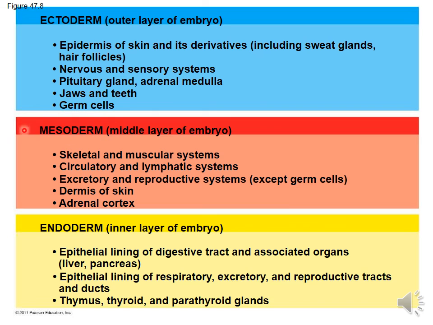Whereas the middle layer, which is the mesoderm, gives the skeletal and muscular systems, circulatory and lymphatic systems, excretory and reproductive systems, dermis of the skin, and adrenal cortex. The inner layer, the endoderm, gives rise to the epithelial lining of the digestive tract and associated organs, for example, liver and pancreas, epithelial lining of respiratory, excretory and reproductive tracts and ducts, and also the thymus, thyroid, and parathyroid glands.